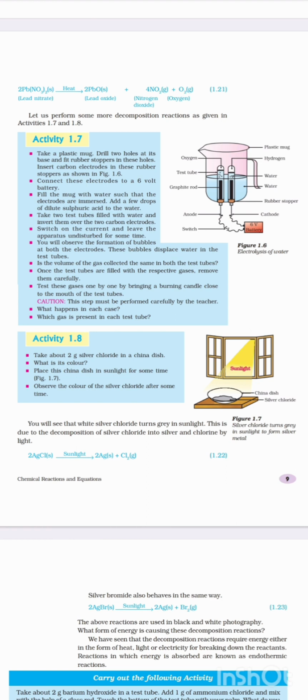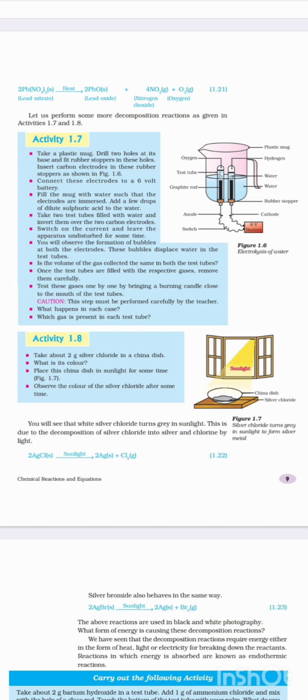You will observe the formation of bubbles at both the electrodes. These bubbles displace water in the test tubes. Once the test tubes are filled with the respective gases, remove them carefully. What you see is that bubbles are formed. This shows that reactions are taking place, with water and with water plus sulfuric acid. You know what reaction takes place? HSO4 minus plus H3O plus will be formed. Here energy is provided in the form of electric current.